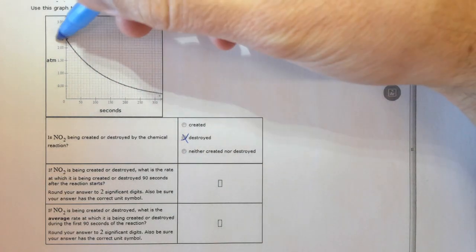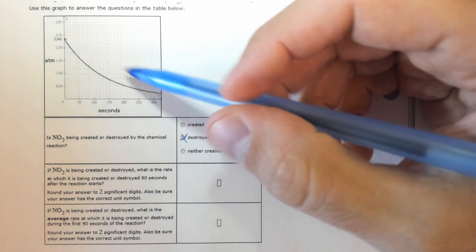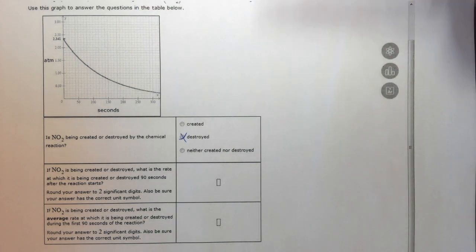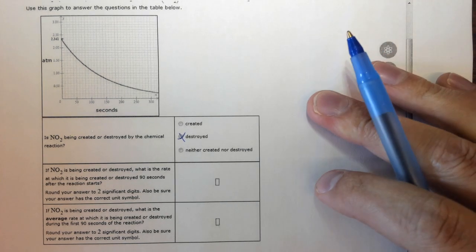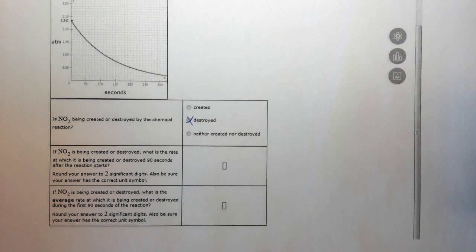destroyed. It's sloping down. If we're sloping up, whether it's a curve or a straight line, doesn't matter, and we're getting more NO2 through time, then it would be being created. If it was a straight flat line, it would be neither created nor destroyed. So that's probably the easiest question on here. The next question is pretty challenging.